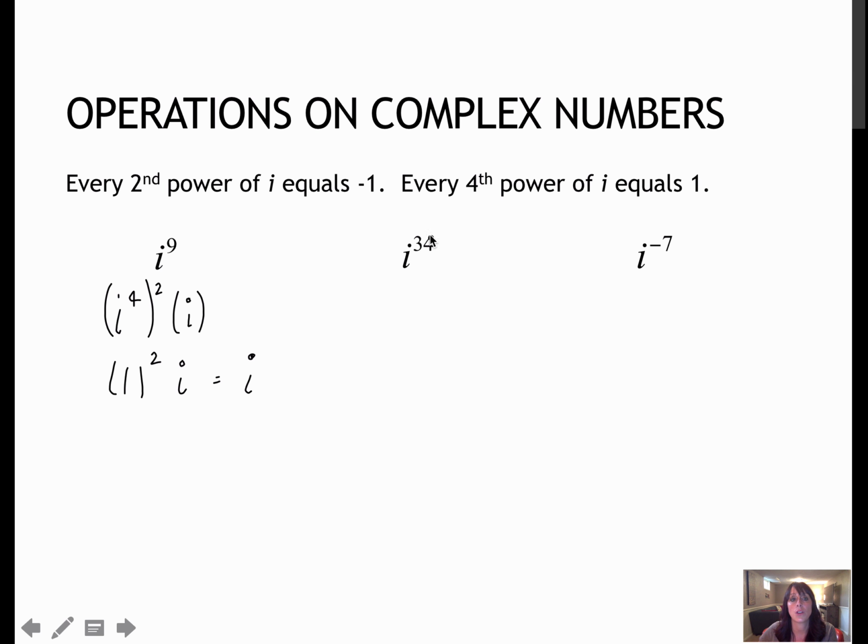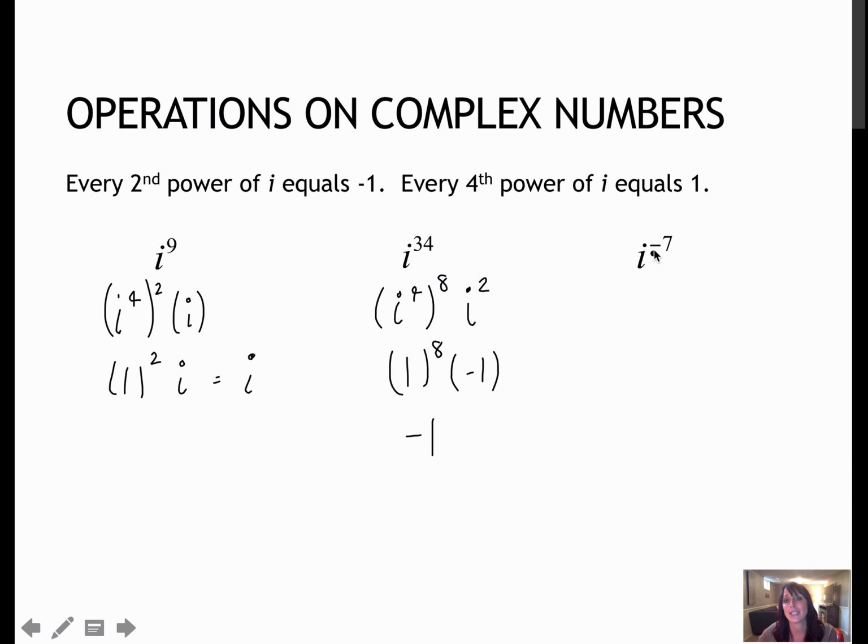i to the 34th, again, you're going to write i to the fourth to what power? So how many times would 4 go into 34 evenly? Which would be 8, with an i squared left over. Did the math wrong there. So this i to the fourth is 1, and 1 to the 8th is, of course, 1. i squared is -1. So really, I have 1 8 times and a -1, so my answer is -1.